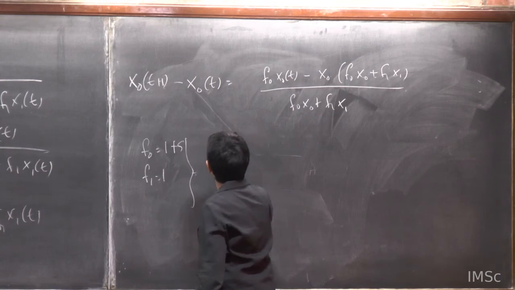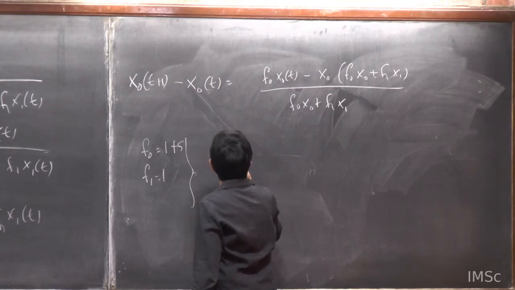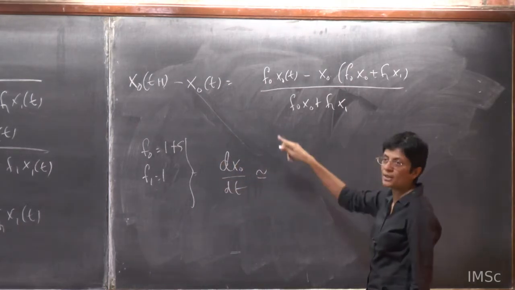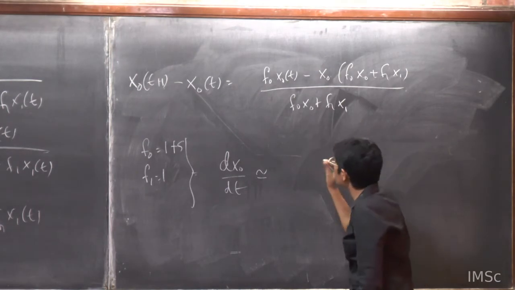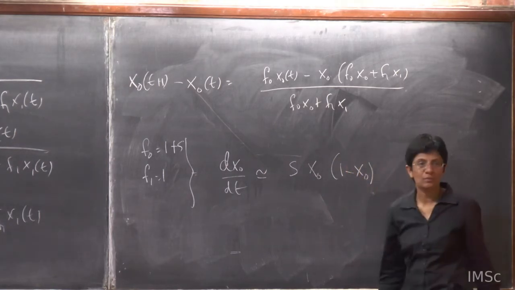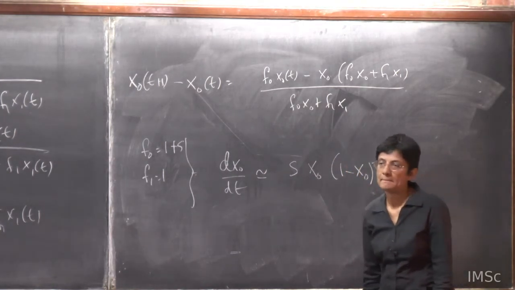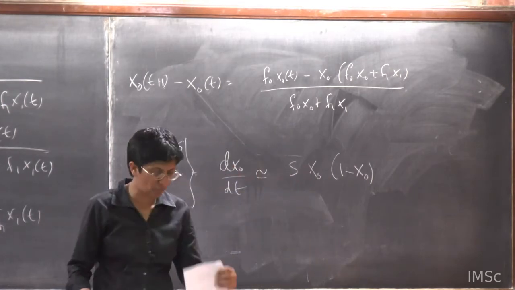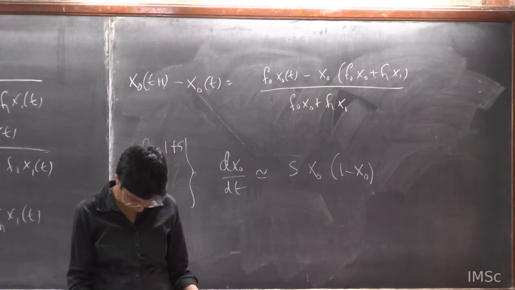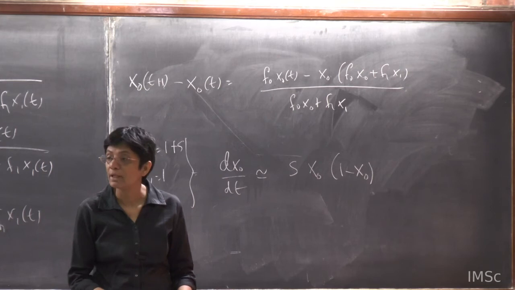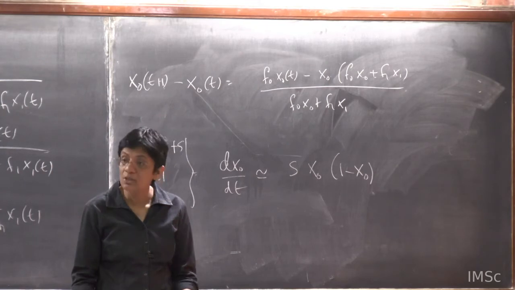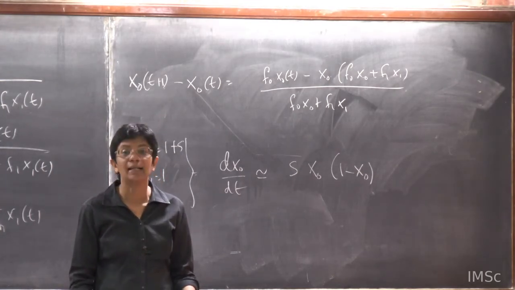So when s is small, I will write dx naught by dt for small s. I am not doing this, you should do it yourself, and if I did it right, I will get something like this, from that difference equation. Is that equation familiar to you all? dx naught by dt equals s x naught into 1 minus x naught. Does that sound familiar? Yes, this is the logistic equation.